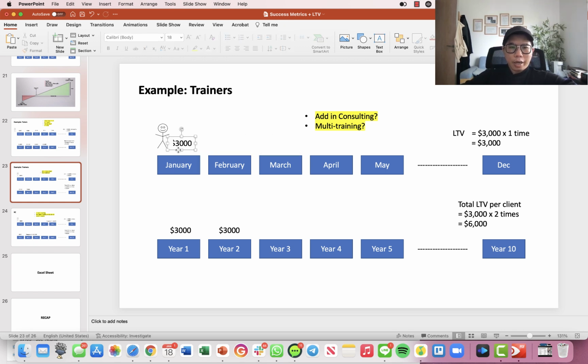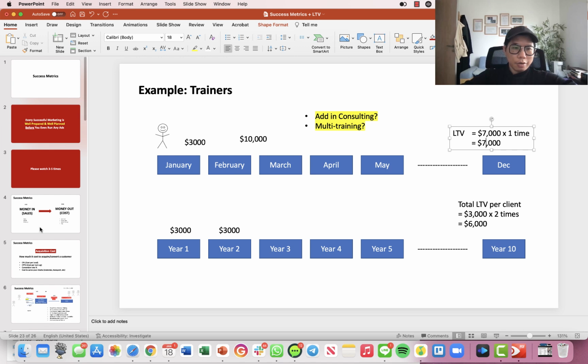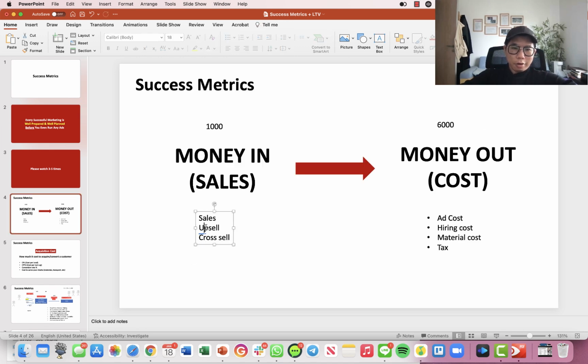Then the second thing, can I add in consulting in between? So consulting, I charge extra money. Or multi-training. I probably can do team building training. Over here, probably I charge 10,000. Or I partner with other trainers, I have this student, can I work with you? and I introduce this and I profit share. That's another way to help you make more money. So probably after your profit share make 7,000, then it will become 7,000. So that actually increases your money in. You will increase your money in because you have upsell, you have cross sell.